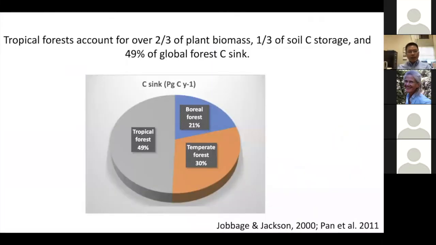Tropical forest is the most important of the global forests. It accounts for over 2/3 of plant biomass and 1/3 of soil carbon storage. And most importantly, it serves 49% of the forest carbon sink. So due to this huge forest carbon storage and carbon sink, even a small change of carbon dynamics in tropical forest can induce a significant change of global carbon cycling.